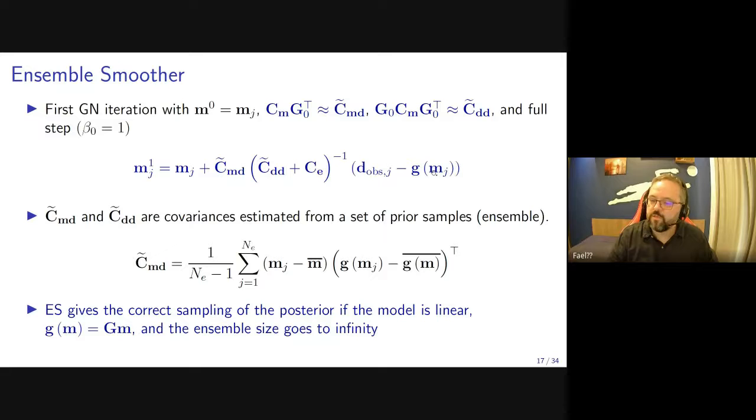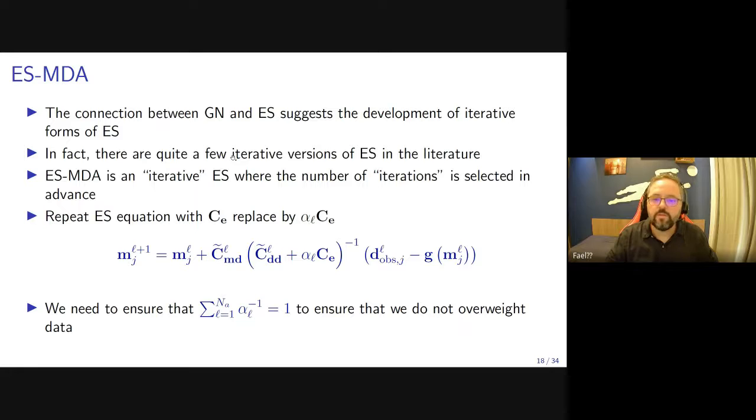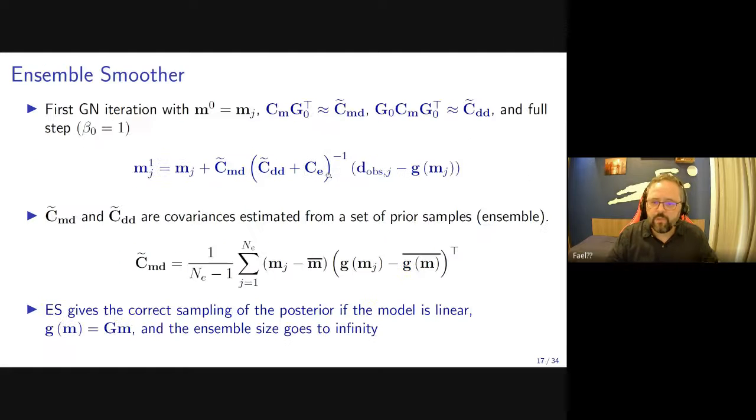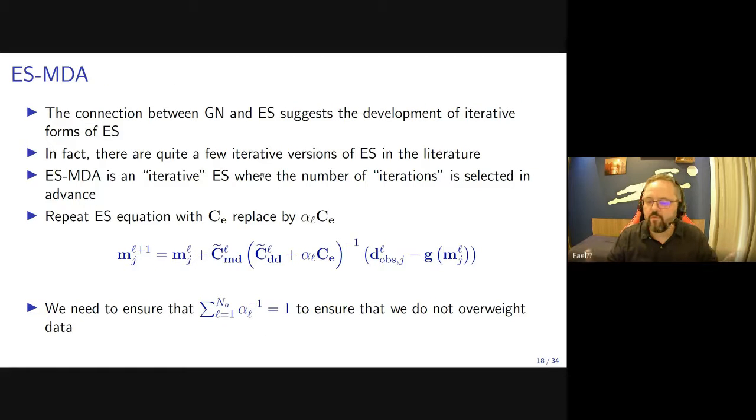But if G is linear and the number of models is large, it converges to the actual distribution. It samples correctly if G is linear, if the model is linear. But it doesn't do very well for nonlinear problems. So what are we going to do? I'm going to do iterations. And lots of people did what we call iterative forms of ensemble smoother. Based on this analogy between Gauss-Newton and ensemble smoother, you can come up with several ways of deriving iterative forms of ensemble smoother.